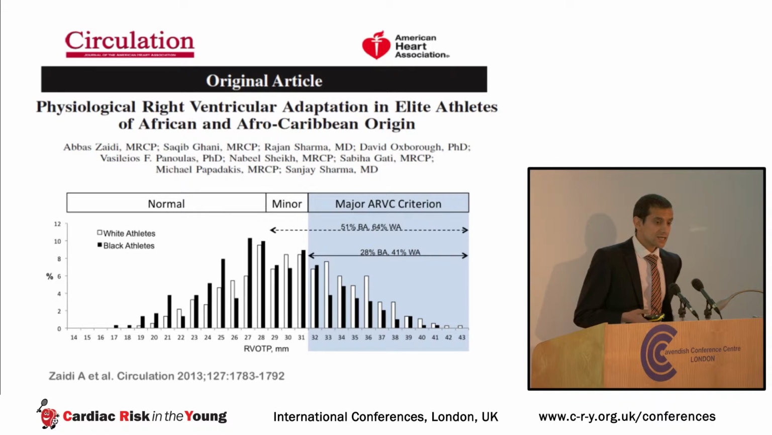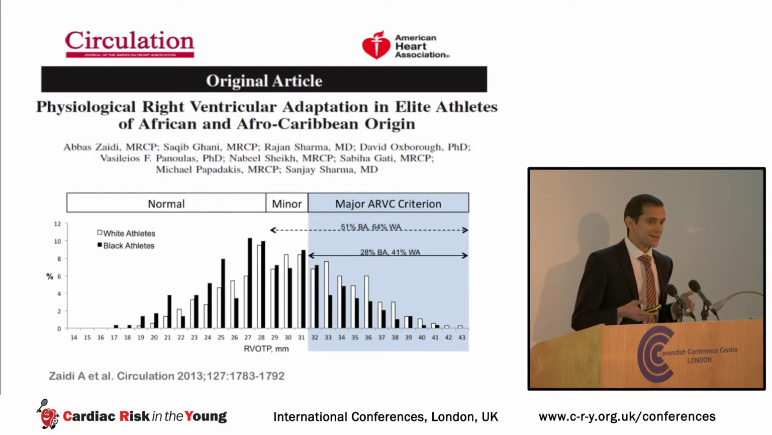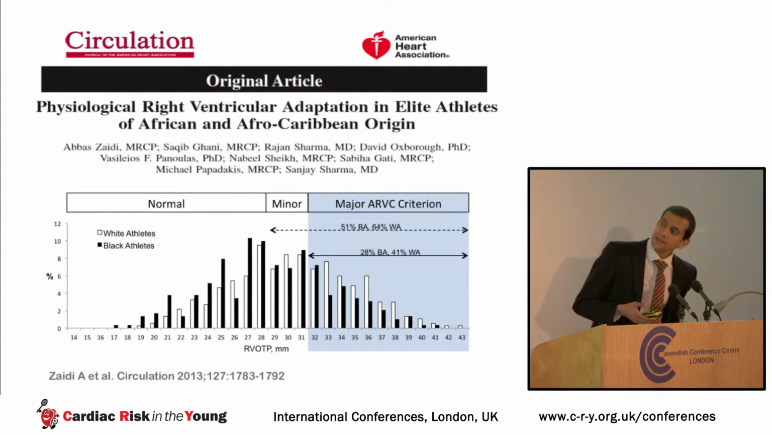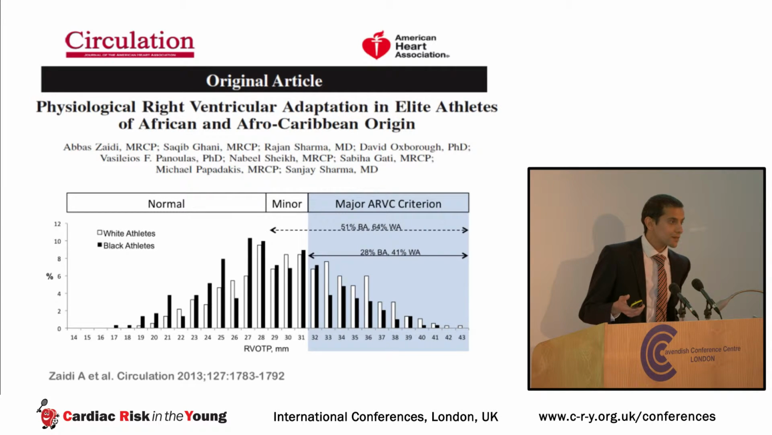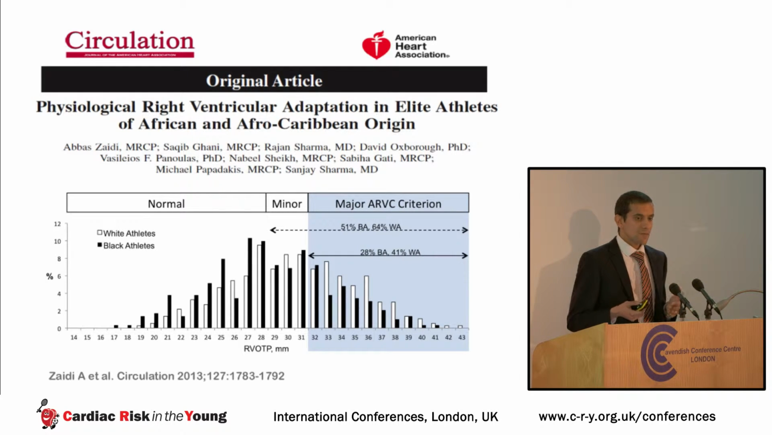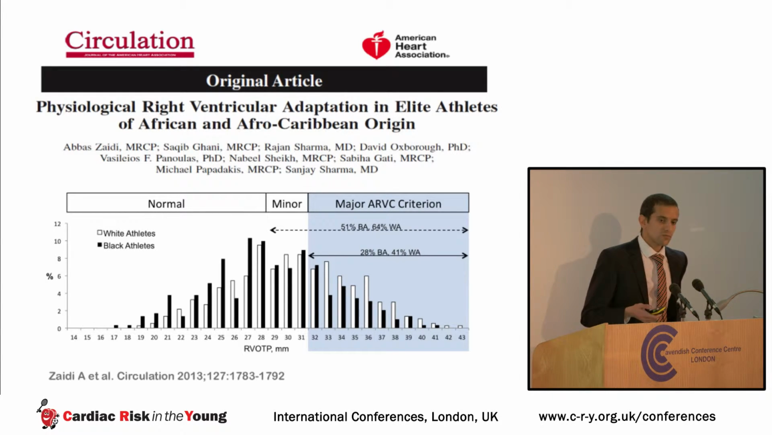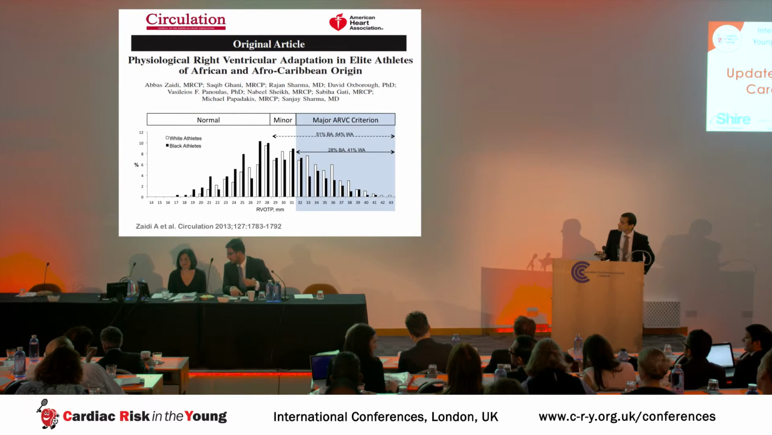Well, we looked at this in a study that we published a few years ago, and this is a large cohort of 650 healthy athletes, and about half of them were black. The white bars show healthy white athletes, the black bars show black athletes. And you can see that, regardless really of your race, about 40%, or 1/3, up to 40% of healthy professional athletes will have marked dilatation of the right ventricle in the range compatible with a major task force criterion for the diagnosis of ARVC. So this is not an uncommon problem. Athletes get big right ventricles.